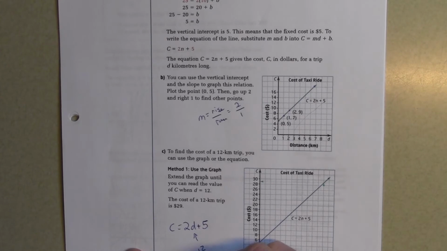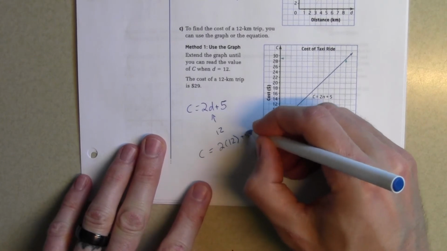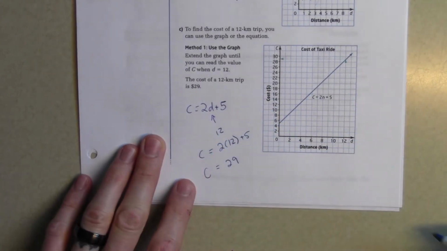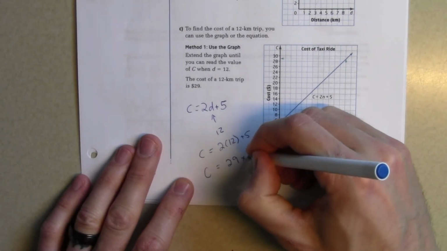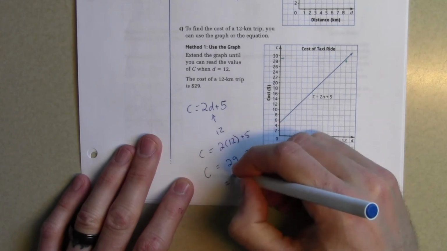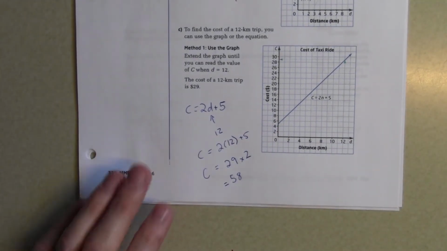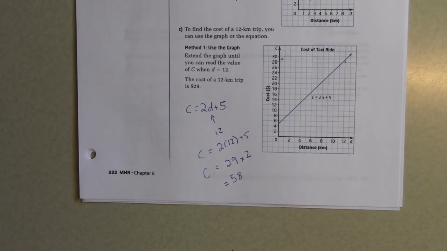So let's do that. So we get 2 times 12 plus 5. Okay. So we get $29. That's our one trip, but because it's a round trip, we need to multiply by 2. So we're going to get $58. So can she afford it? Yes. Adam? If we know that 10 kilometers is $25, it's 2 extra kilometers.